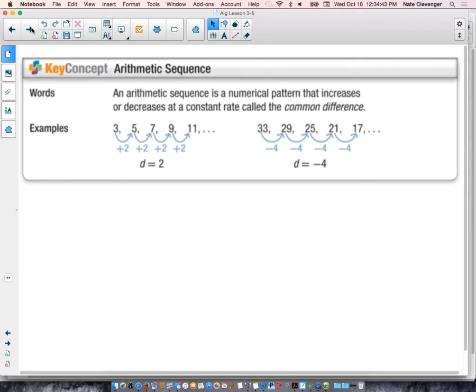So there you go. You can see on this first example, 3, 5, 7, 9, the common difference would be 2, because we're adding 2 to get to each one. On this one, 33 to 29 is a difference of 4, so the common difference is -4. And they're arithmetic sequences because we're adding or subtracting between them.